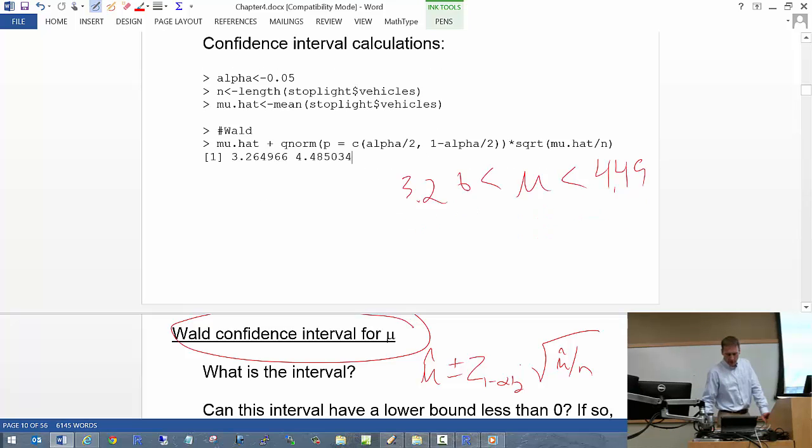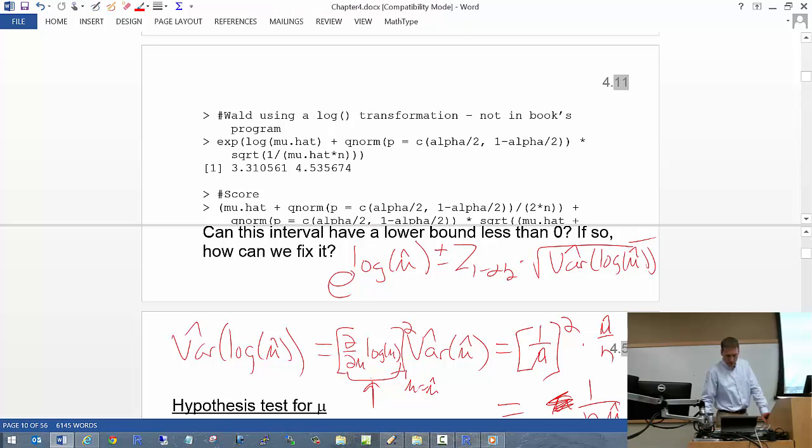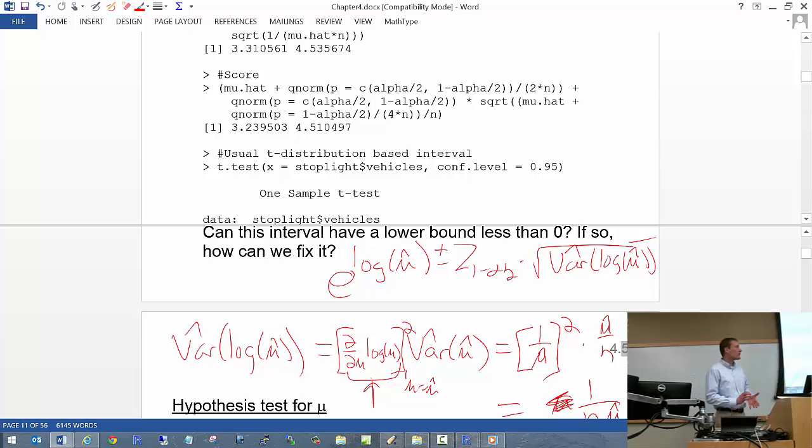How about some of the other intervals? Well, remember we talked about one that used the log transformation. So there we go. Again, just program that in. I get 3.31 to 4.54, very similar. And then lastly, a score interval, 3.24 to 4.51. At this stage of the course, you should be able to take a formula and program it in. And so that's why I'm not going to go over the formulas of how to do it exactly in detail.